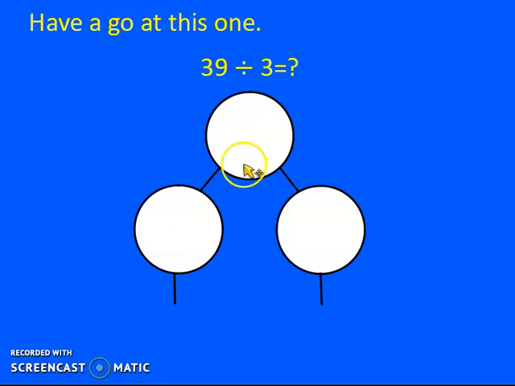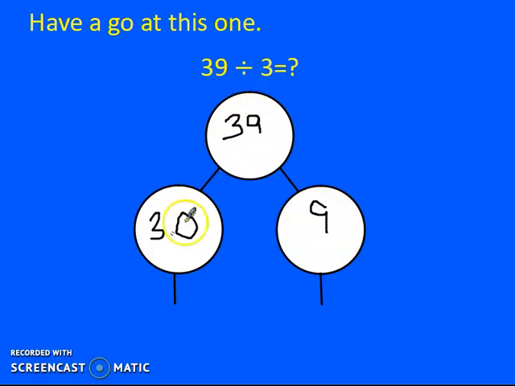Now let's have a go at using our part-whole partitioning method. So we have 39 divided by 3. So 39, how can we partition that? Partition it 30 and then 9.